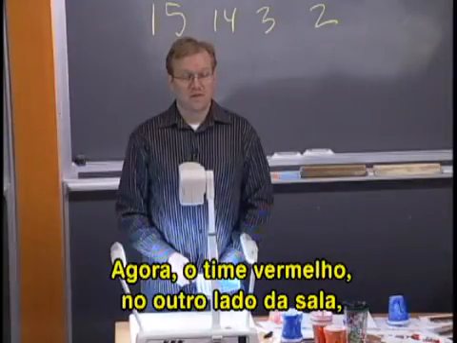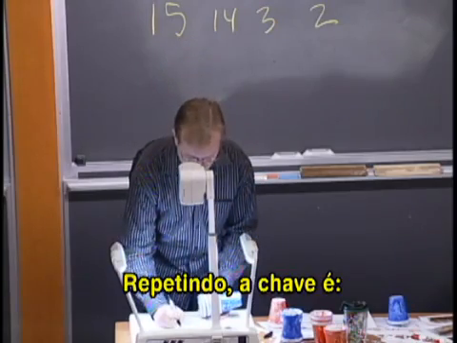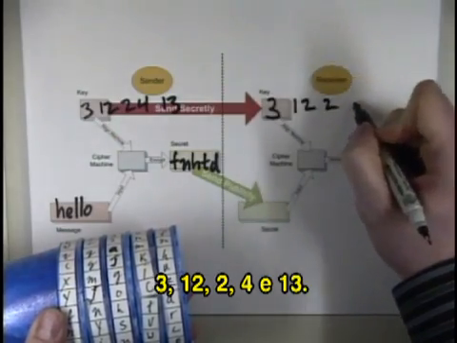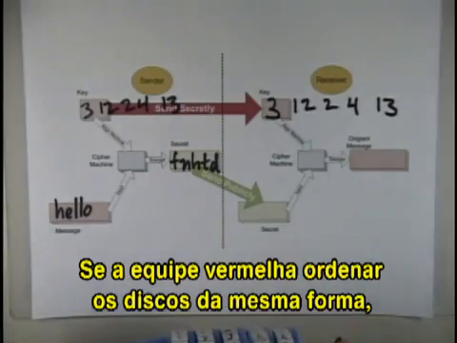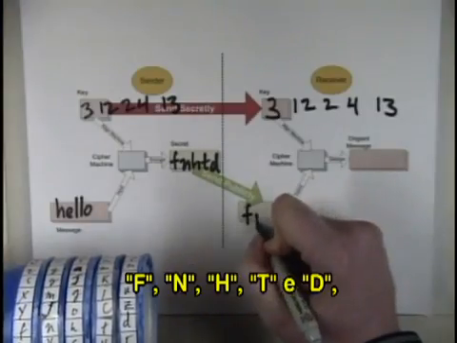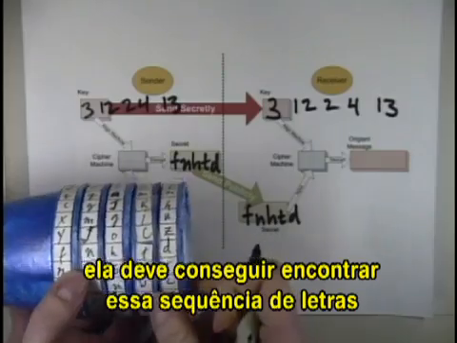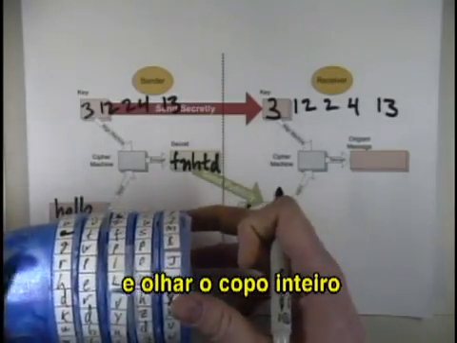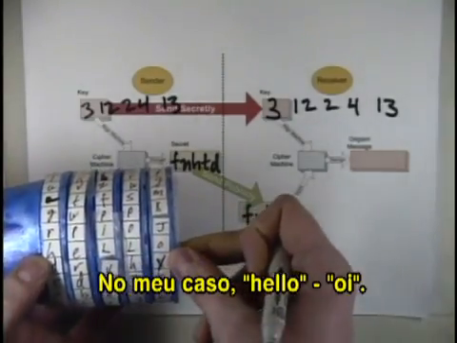Now, the red team on the other side of the classroom should have the same key. Again, the key is 3, 12, 2, 4, and 13. If the red team arranges their plates in the same order, they should be able to get the message out. The reason for this is that if they have F, N, H, T, D, they should be able to find that sequence of letters and then search through the entire cup until they happen upon a message that's in the language that you speak. In my instance, hello.